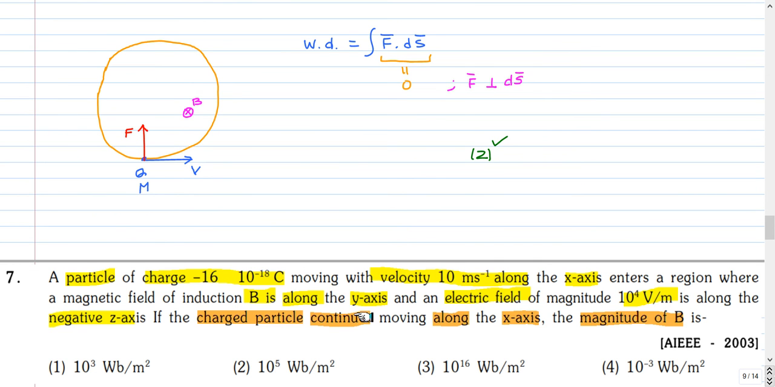This is the next question. A particle of charge minus 16 into 10 to the power minus 18 coulomb moving with a velocity of 10 meters per second along the x-axis enters a region where the magnetic induction B is along the y-axis and an electric field of magnitude 10 to the power 4 volt per meter is along the negative z-axis. If the charged particle continues moving along the x-axis, the magnitude of B is. 4 options are given. You can pause the video and attempt the question.